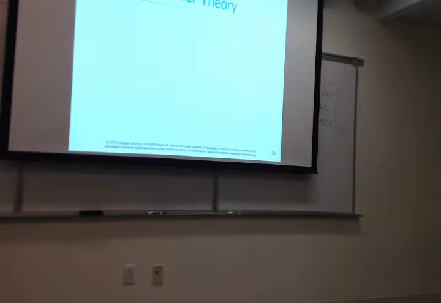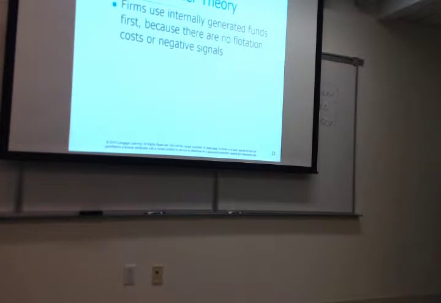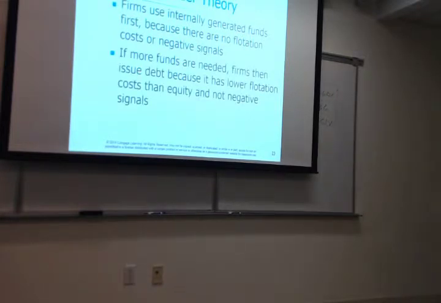What they might want to do second is issue debt, because they don't want to issue stock, which could send a negative signal. If they still need money after that, the third thing they might do, if they have to, is issue equity. So the pecking order states, primarily because of the signals that might be sent, first, use internally generated funds: no flotation costs, no negative signals. If more funds are needed, issue debt: lower flotation, and not a negative signal. Last resort, firms issue equity.